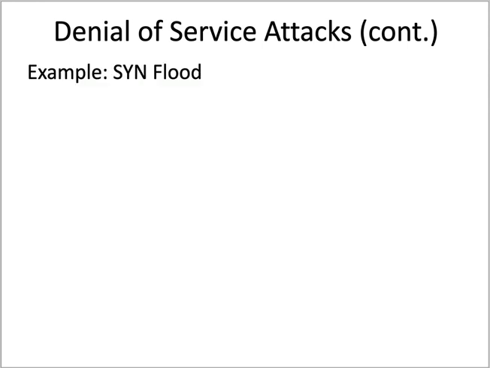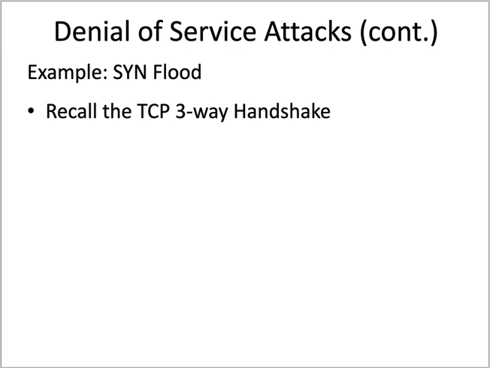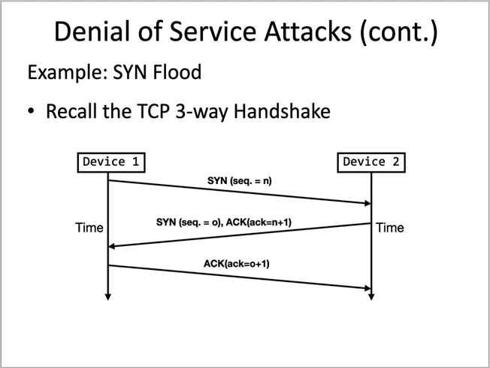One example that your textbook talks about is a SYN flood. To understand that, you need to recall from your previous courses the TCP three-way handshake. Basically, this is what that looks like. You have two devices on the network or on the internet, and time is going downwards. The first thing is when device 1 would like to create a TCP connection with device 2, it sends a SYN request, and it has a sequence number in it.